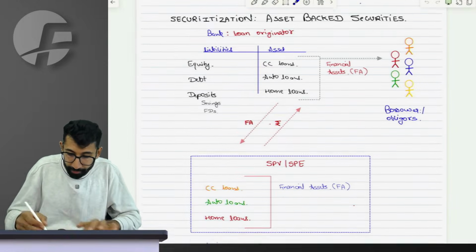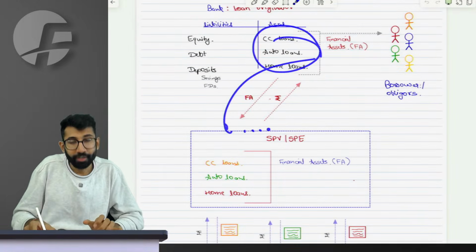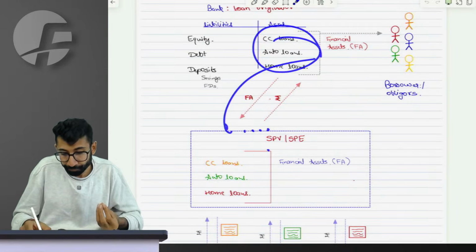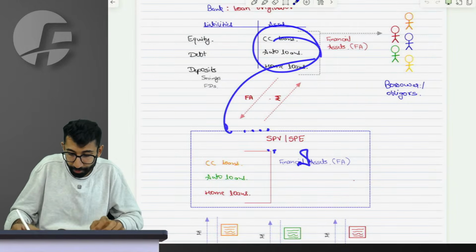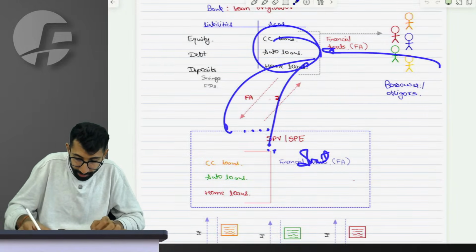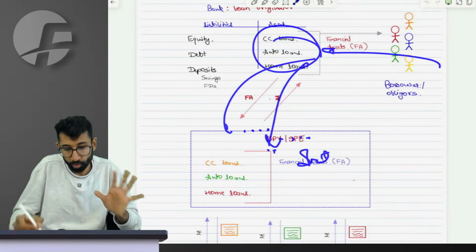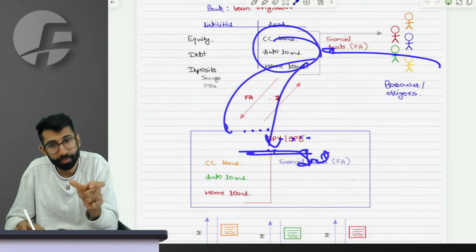Sir, the bank which has sold the securities ultimately has to pay interest, right? When it receives interest, it has to pay interest to the SPV. On a lighter note, try to understand it.